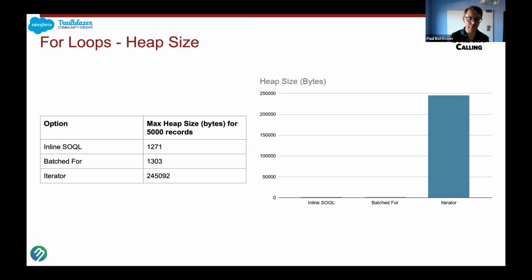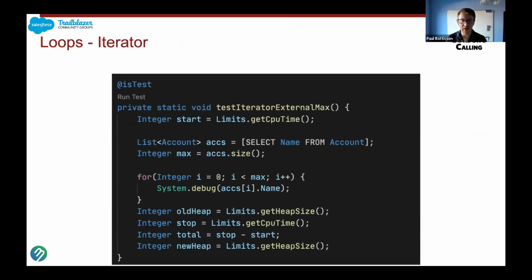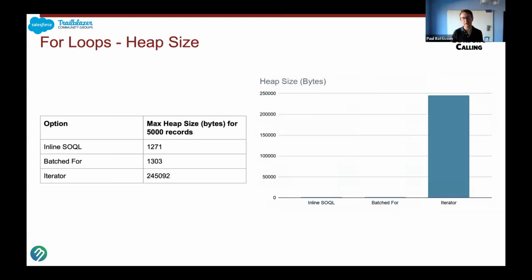So remember in this loop here, all we're retrieving is just the name of the account. If we were retrieving complex data, so rich text area, long text area, things like that, where we have lots and lots of data that will be added to the heap, then we need to think about something like a batch for loop, because this will suddenly start eating up the heap size much, much quicker. Okay, so it's a balancing act. Please do not go away and just go around rewriting all your loops for the sake of it.